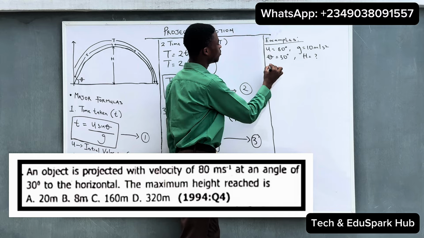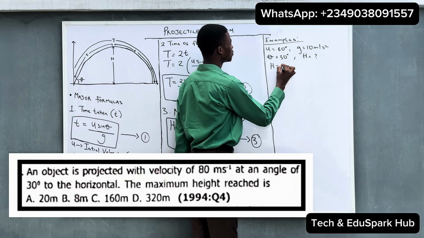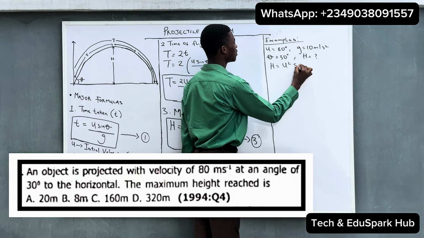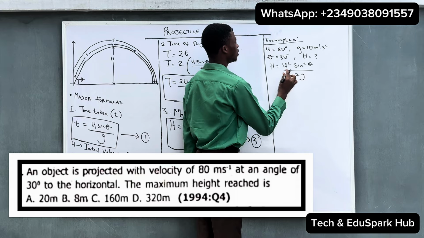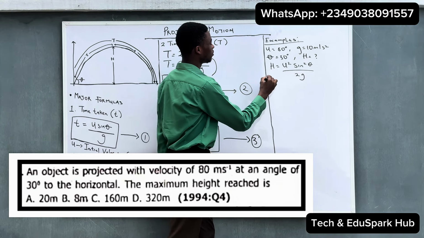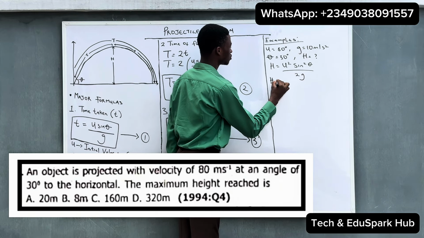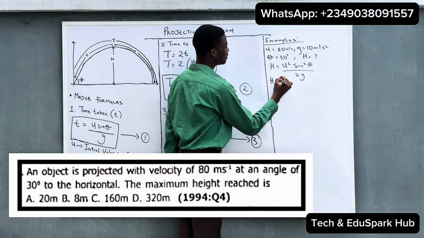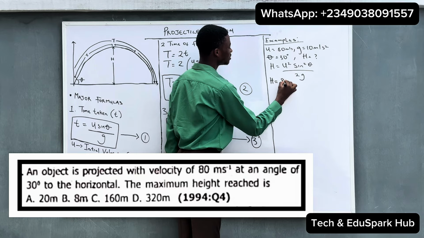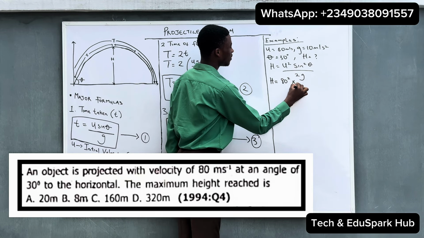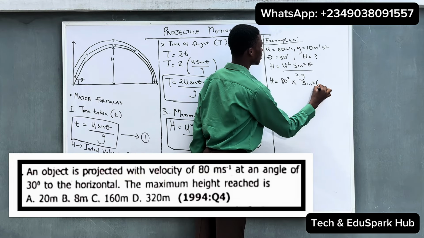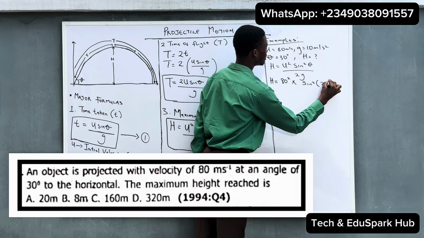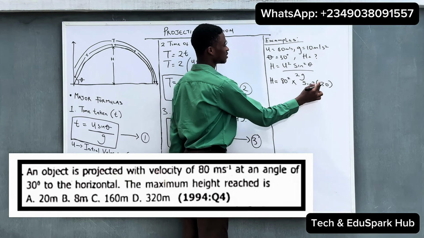So we can write our formula, which is the maximum height, to be equal to u square sine square theta over 2g. So putting our parameters in this formula, we have our maximum height to be equal to... So what is our u? Our u is 80 meters per second. So we have 80 meters per second squared, multiplied by what is our sine theta? So we have our sine square 30 degrees. So our theta is 30 degrees. So you can see the theta to be 30 degrees.